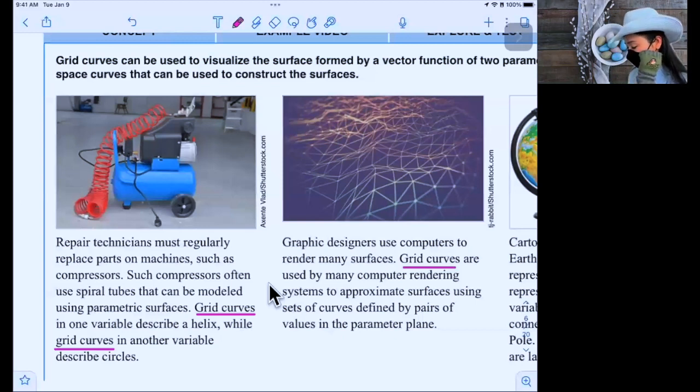The curve at motion must regularly replace where convention pressure compressor. Such compressors often use spiral tubes that can be modeled using parametric surfaces. Grid curve is one variable described as physics, while grid curve is in another variable described cycles.